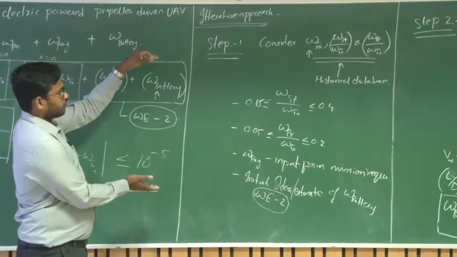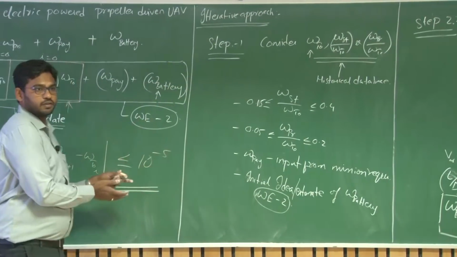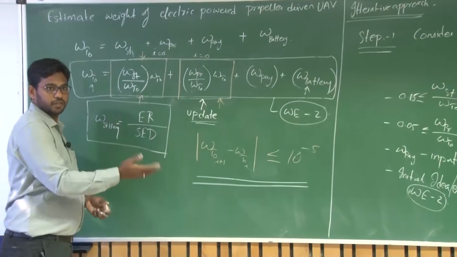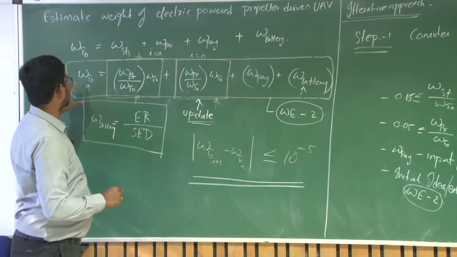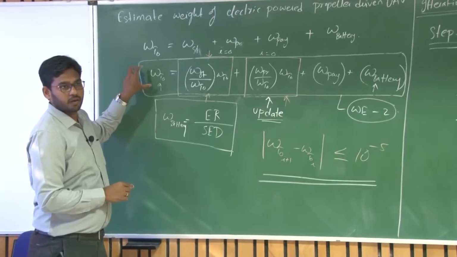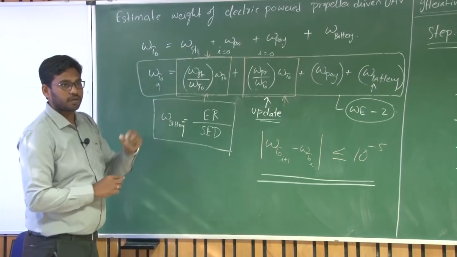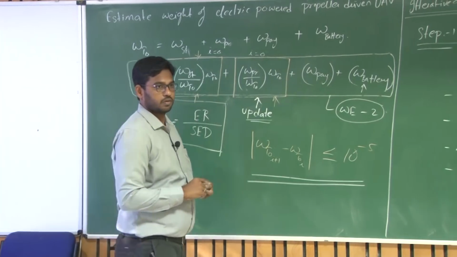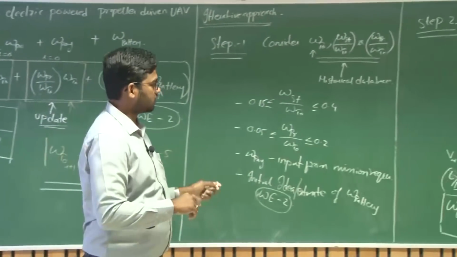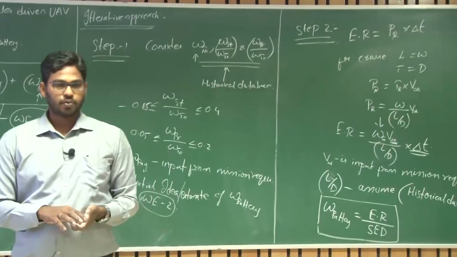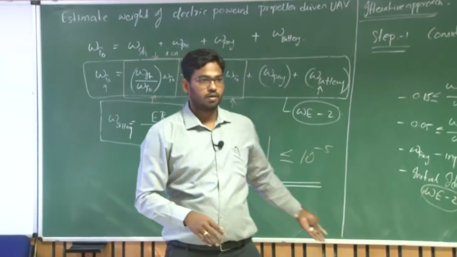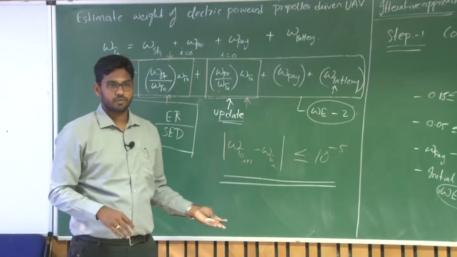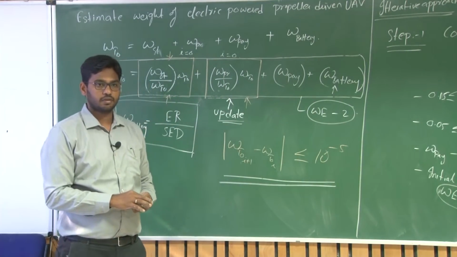So maybe in the first round it may take 10 iterations, in the second round it may take another 10 to 15 iterations to converge, right? So after 2 rounds, it's more or less a good estimate of initial takeoff weight for your particular UAV, right? This is a whole iterative process. You can numerically solve this by using MATLAB or any programming language, right?